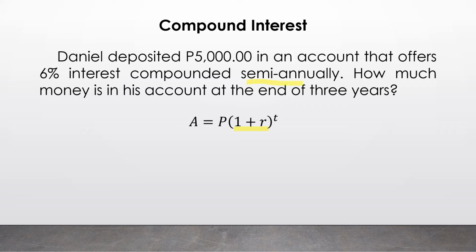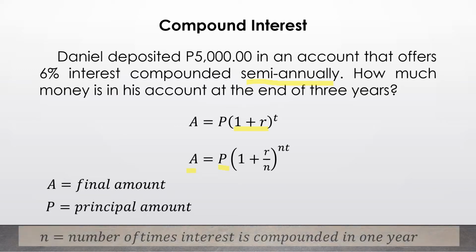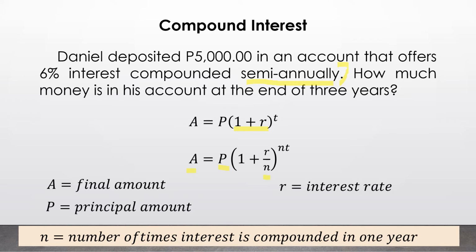But since we have this semi-annually, we will use the formula A is equal to P times the quantity 1 plus r over n raised to nt, where A is the final amount, P is the principal amount, n is the number of times interest is compounded in 1 year. So we have the semi-annually. R is the interest rate, and t is the number of years.